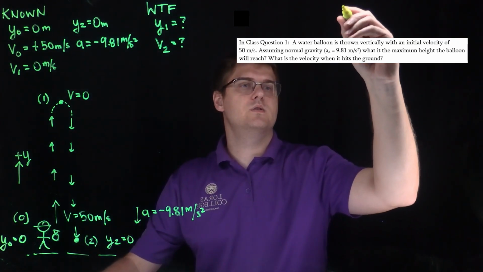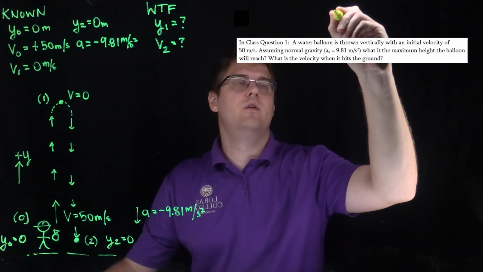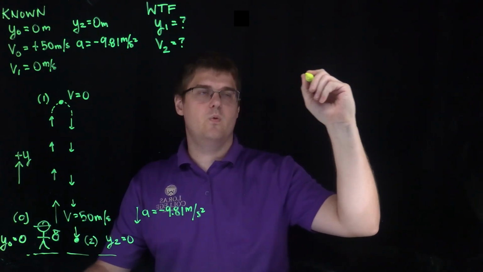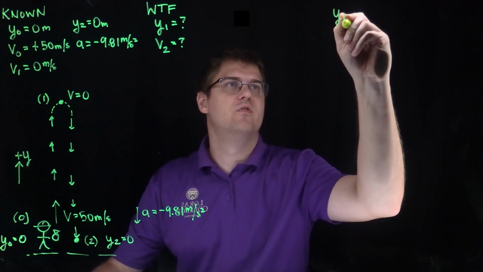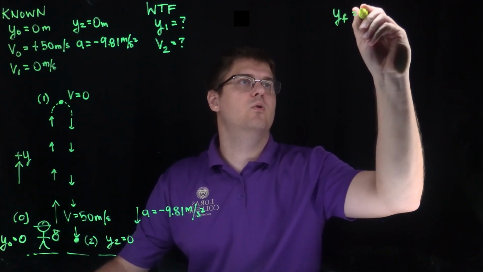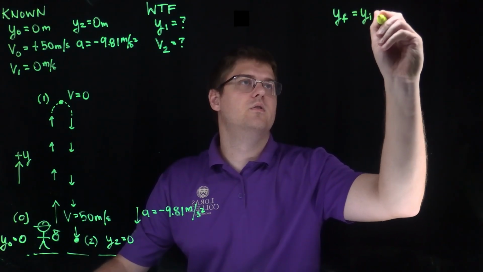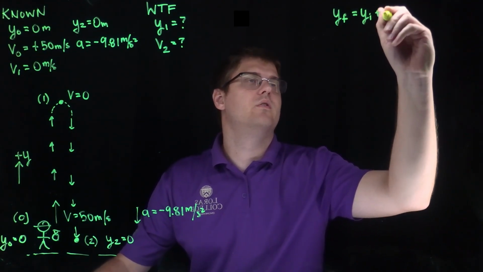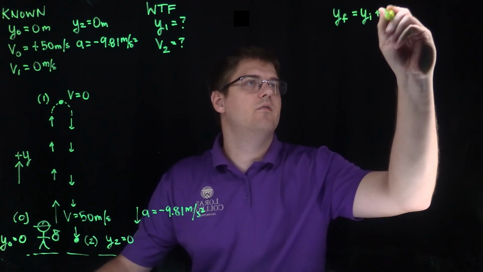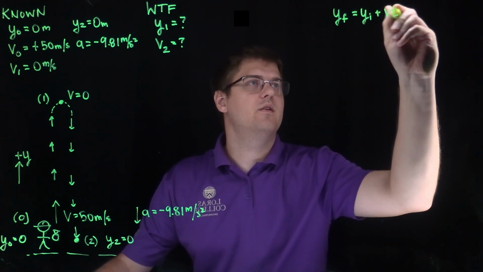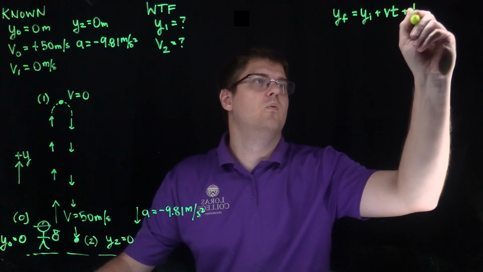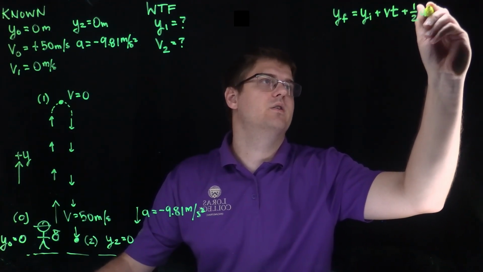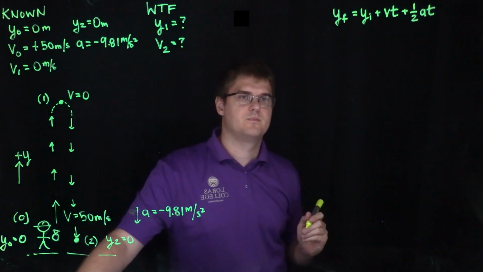Well, our equations, we have x final, which we're now working in y, so we're going to call it y final, is equal to y initial plus velocity in the y times the time plus 1/2 my acceleration times the time squared.